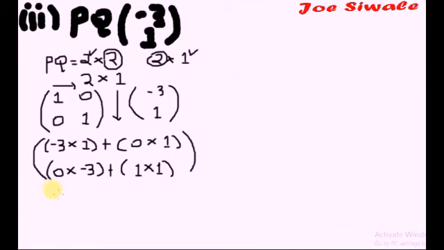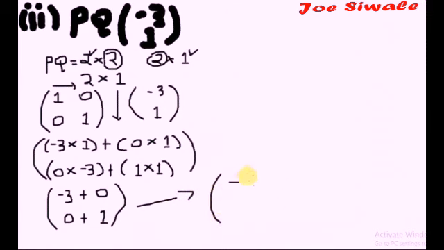Negative 3 multiplied by 1, that's negative 3, plus 0 multiplied by 1, that's 0. Then 0 multiplied by negative 3, that's 0, plus 1 multiplied by 1, that's 1. Negative 3 multiplied by 0, that's 0, and 0 multiplied by 1, that's 1. So my final answer is the matrix negative 3, 1.